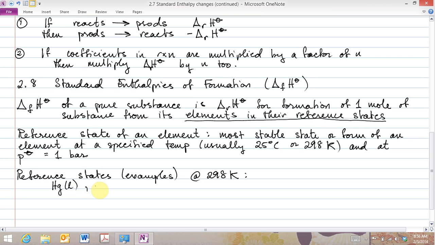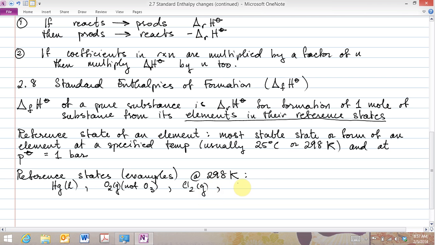What about oxygen? What is the most stable form of oxygen at 298 Kelvin? It is as a diatomic molecule, O2, not as ozone. Chlorine, its most stable form, oh, I should put a G here, it's a gas, is as a diatomic molecule in the gaseous state.